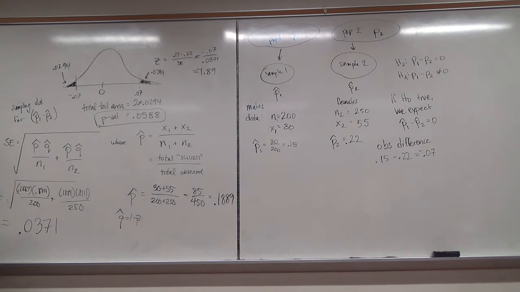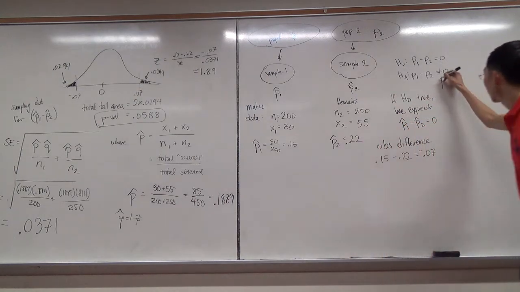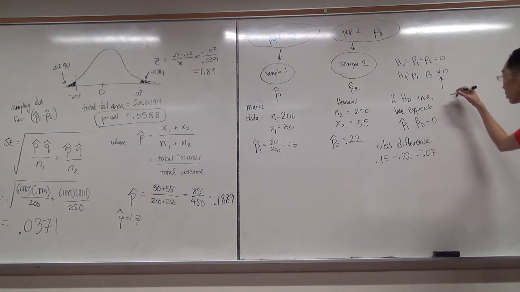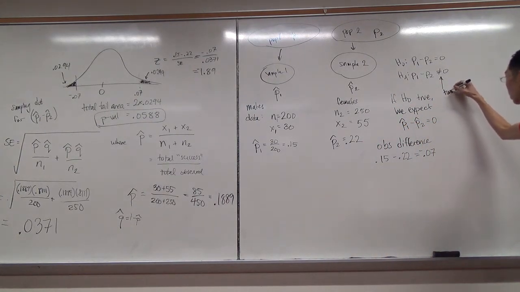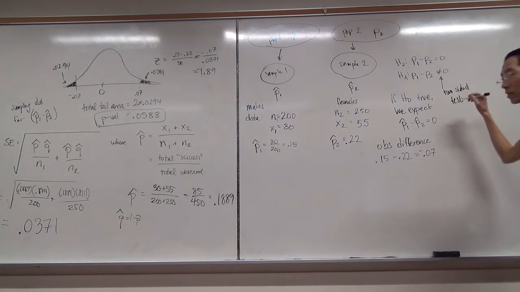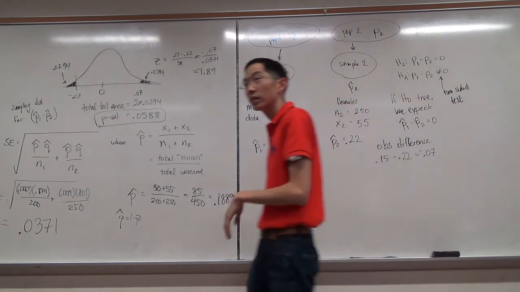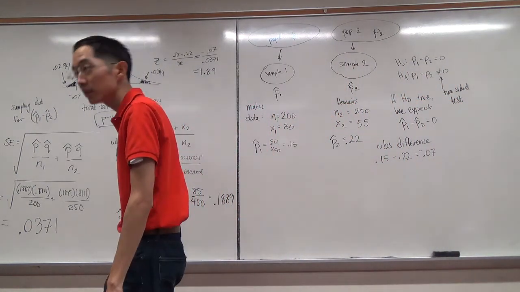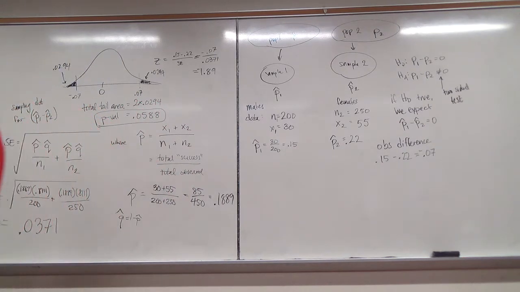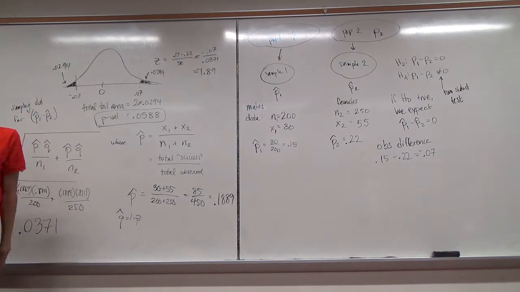Why did I double? Because my alternative hypothesis has a not equal sign, so this means I have a non-directional or two-sided test. But if it's p1 minus p2 is smaller than 0, you only count the left. Yes, that's correct. If it's larger than 0, then you would go here and go to the right, and it would be like 90-something percent.